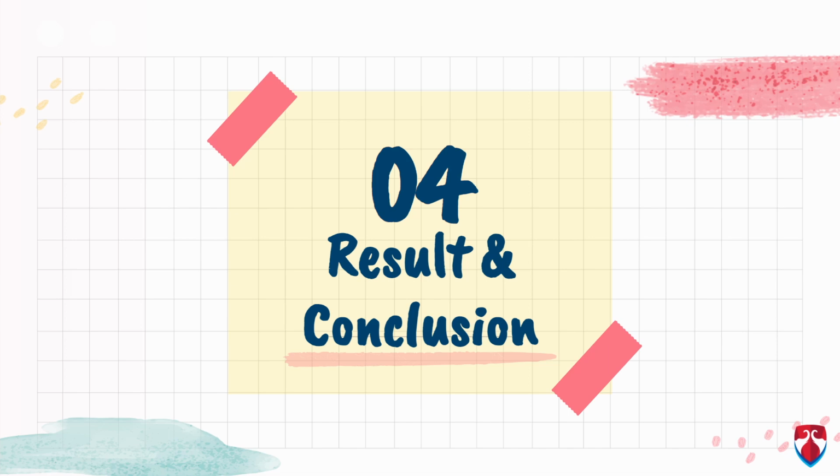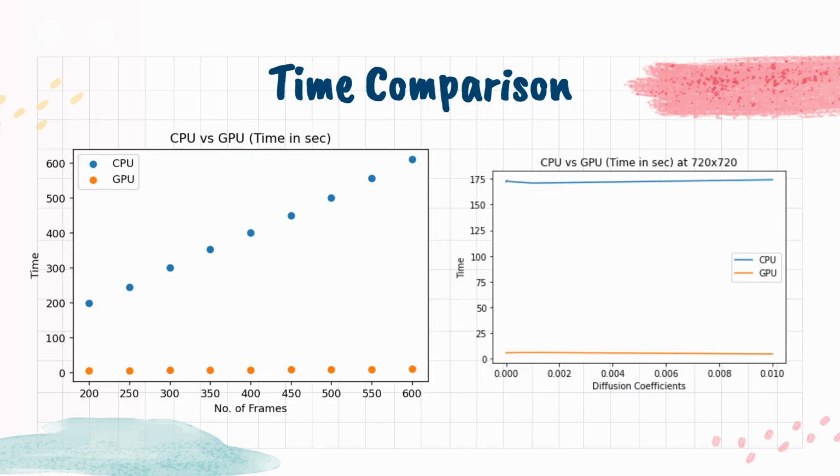Now we'll compare the time for the different experiments. As you can see in the first graph, for 600 frames the GPU is taking quite less time as compared to the CPU. The GPU time was about 10 to 12 seconds when we performed the simulation, and for the CPU it was around 600 to 610 seconds. That's quite a drastic change between the time for the same number of frames at the same resolution.